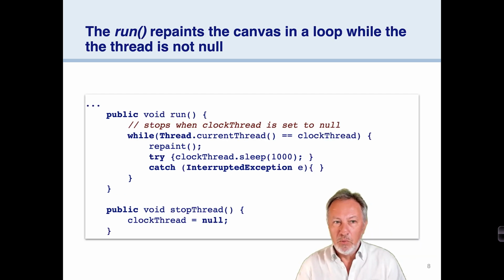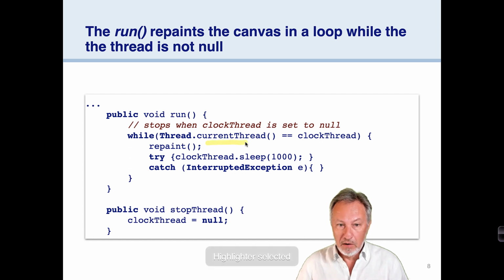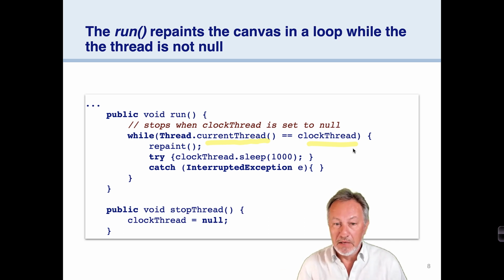Now in this example, what we do in the run method is simply update the canvas in a loop while the thread is not null. And when the thread is null, then we'll simply stop doing anything interesting. So while the current thread here is equal to our clockThread, then we'll repaint. And that means that we're going to update the display of the clock. We'll sleep for 1 second and we'll loop around. So that means the clock is going to be updated once a second.